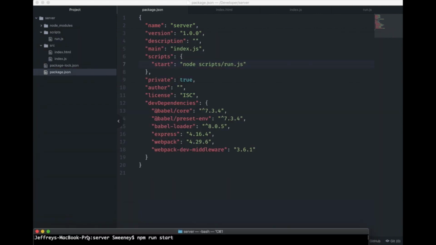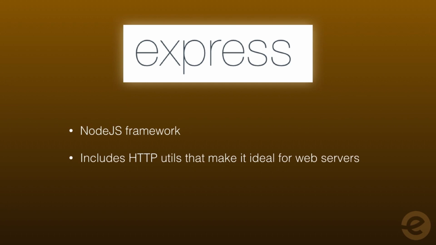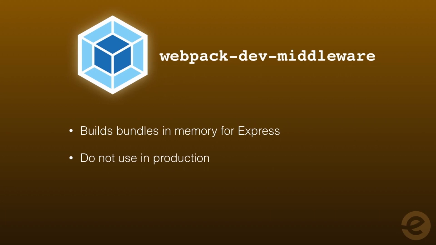Good. Now, a bit of explanation on what packages we've downloaded earlier. Express, or Express.js, is a Node.js framework that is best known for its capabilities to write lightweight REST services, or web servers. Its powerful HTTP utilities make it ideal for this. Webpack Dev middleware is a lesser-known tool that allows building Webpack bundles entirely in memory, which speeds up development. It should not be used in a production environment.